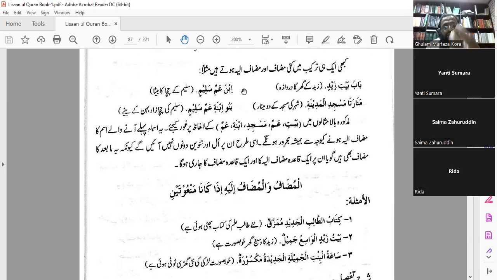That means we have been given the murakkab, not the sentences, murakkab. That is the compound. And in that compound we have to analyze, like babu baiti zaidin. Okay. Likewise, ibnu amme salimin. Then we can say manarata masjidil madinati, banu ibnati ammi salimin. Now these are the four sentences. Before going to any explanation, I would like you to explain one by one if you can.